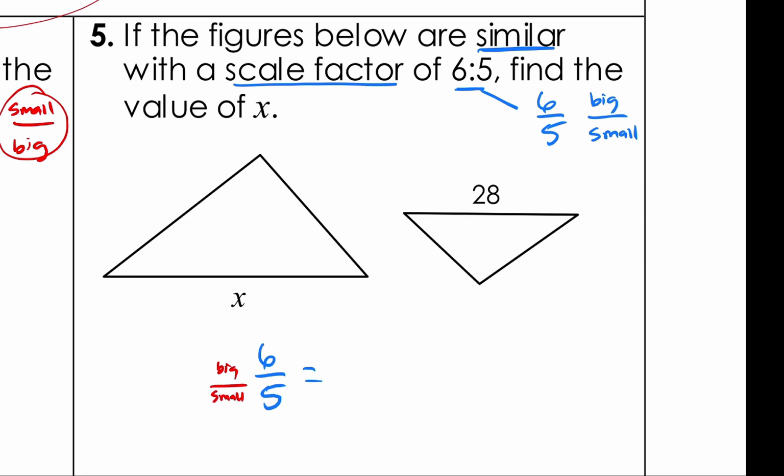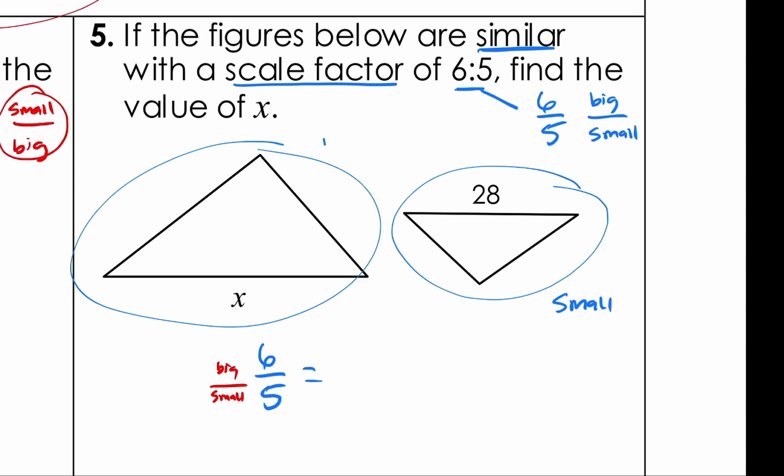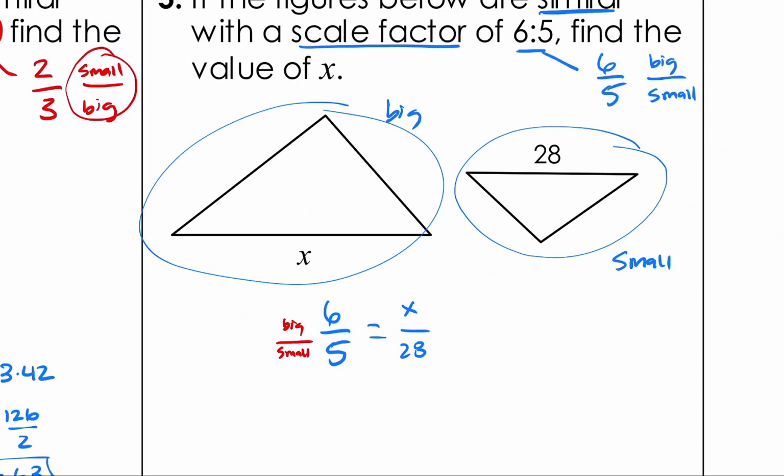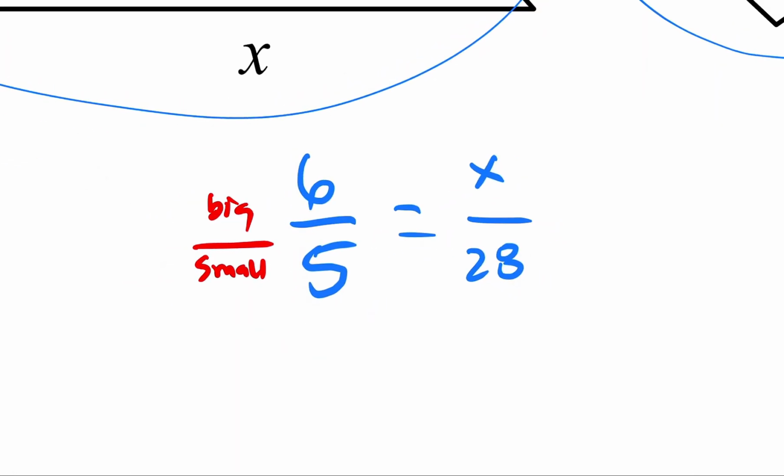And so which one of these triangles looks like the small one? That's the small one to the right. And this one on the left is your big one. And so if x and 28 are corresponding sides, which I believe they are, we're going to put x on the top because that's on the big triangle, and 28 on the bottom because that's on the small triangle. And so that ratio of big to small, of x to 28, has to equal the scale factor, which they told us was 6 to 5.